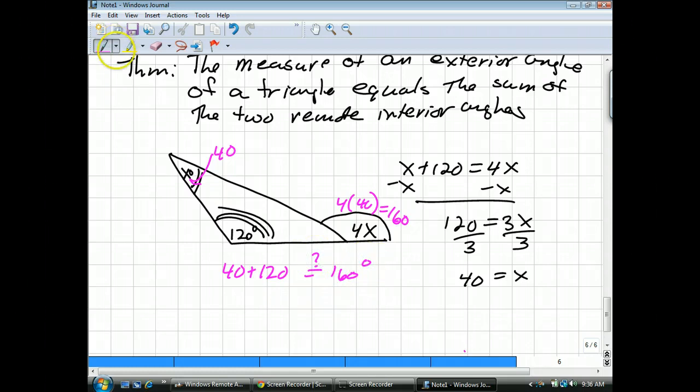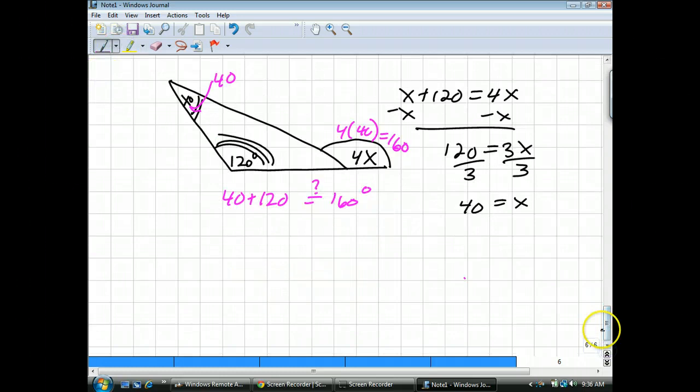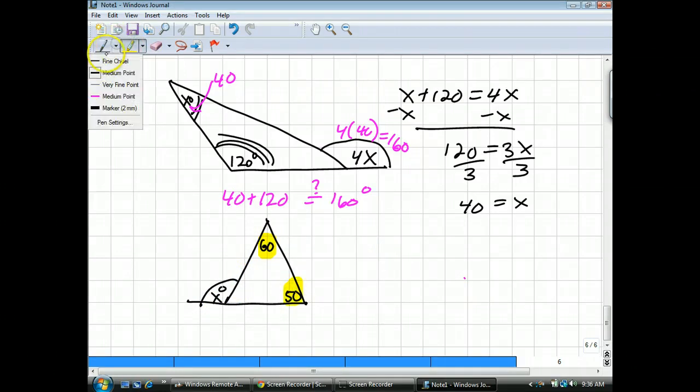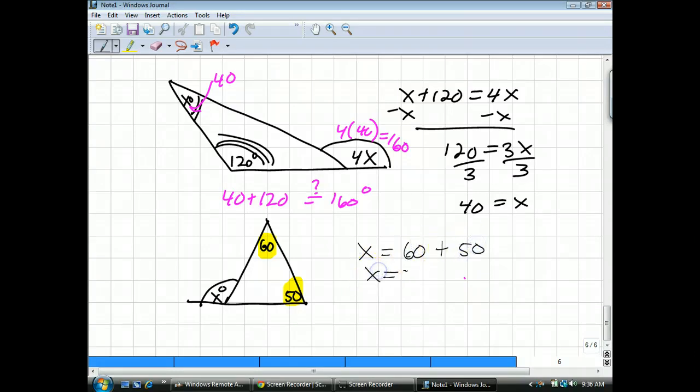Okay. So another example is, let's say I have this triangle, and this is 60 degrees, this is 50 degrees, and this is x degrees. Well, I know that this is my exterior angle. This is a remote interior, this is a remote interior, because they're inside the triangle, they're not adjacent to the exterior. So I know x has to equal 60 plus 50, or x equals 110 degrees. Okay?